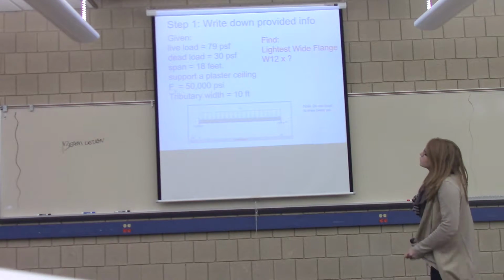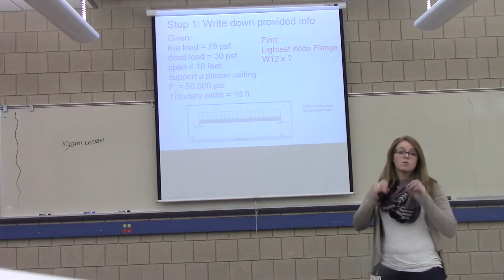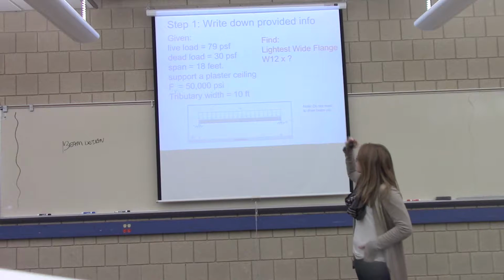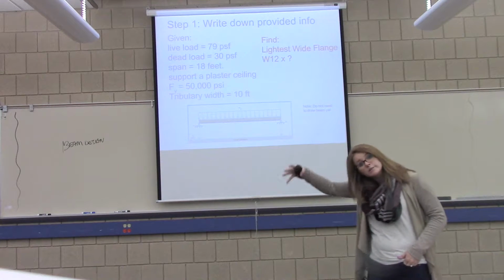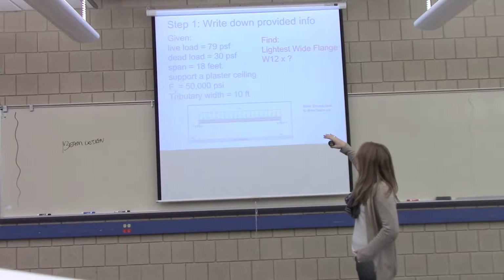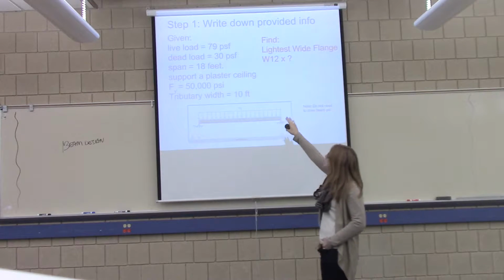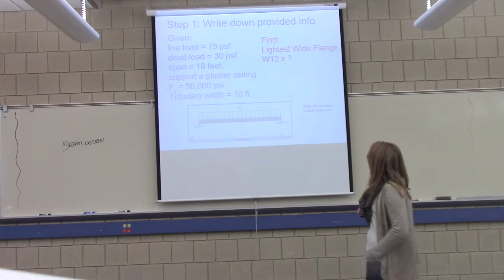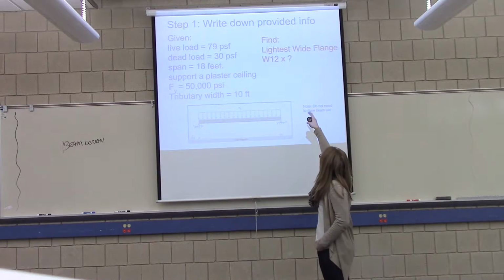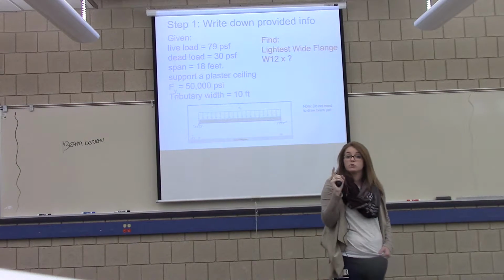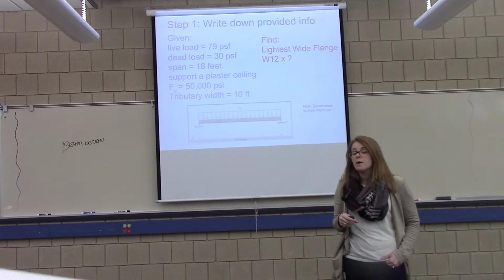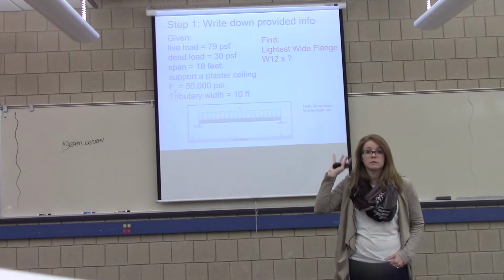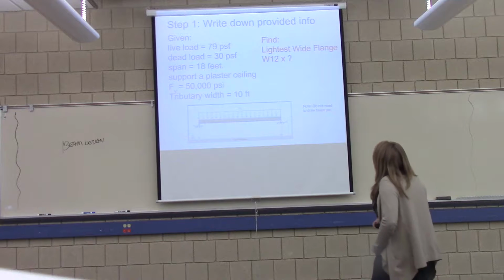All right, so first step is write down everything that you're given. It's a word problem. Let's break it down. Let's grab that important information. So what's my live load, dead load, my span, how long is my beam, oh, very important, I didn't mention in there that it's supporting a plaster ceiling, what your Fy is and what your tributary width is. And then our end goal is find the lightest wide flange, a W12. Very important, I'll always tell you what wide flange section to start in. Is it a W12, W14, W16, and so on. I'll always give you that.